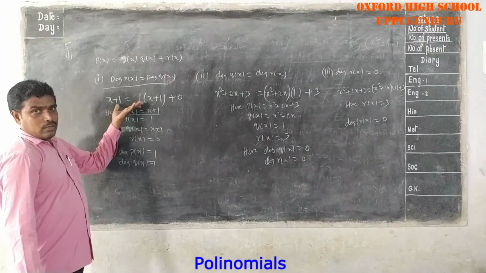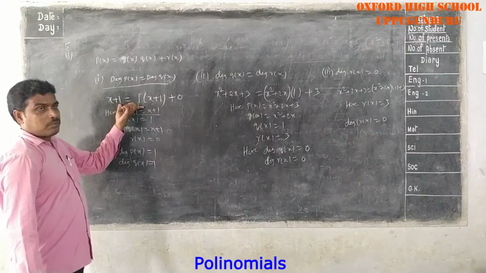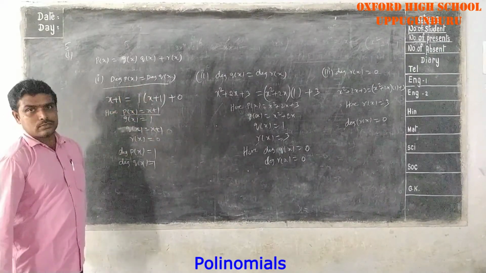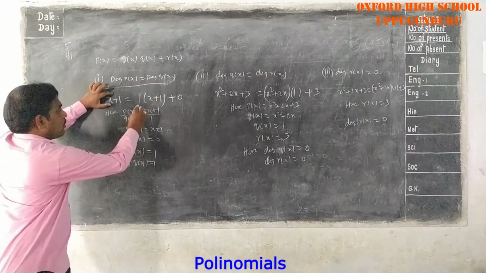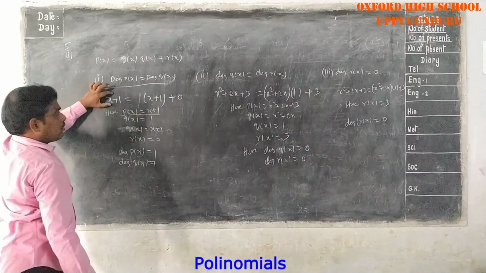After that, you have to check whether this division algorithm satisfies this condition or not. So here x plus 1 I am writing as 1 of x plus 1 plus 0.